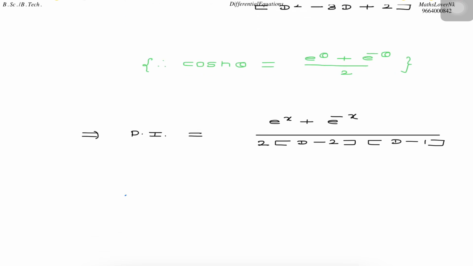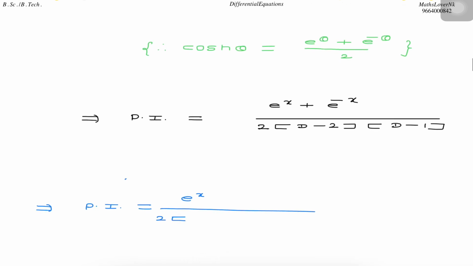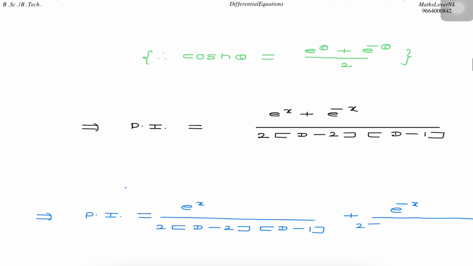Now when we write them separately, we get PI is equal to e to the power x upon 2 into (D minus 2)(D minus 1), plus e to the power minus x upon 2 into (D minus 2)(D minus 1).